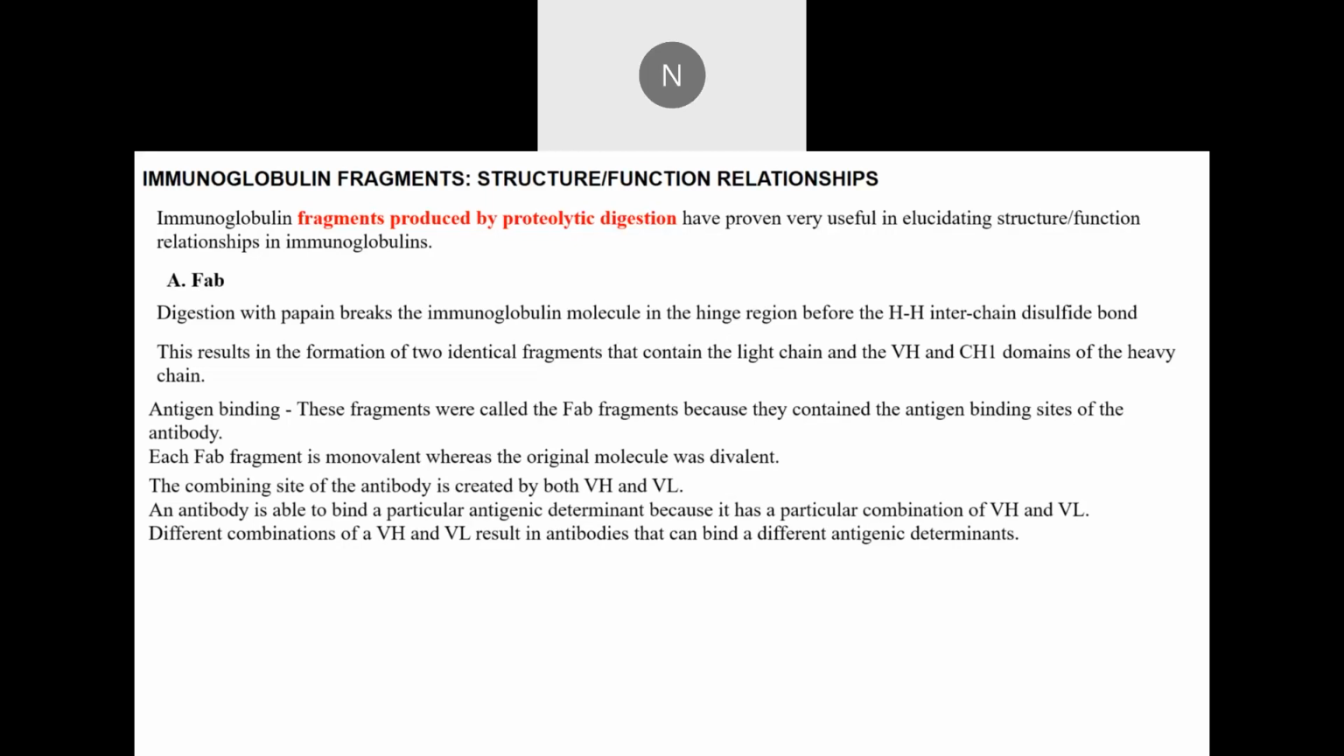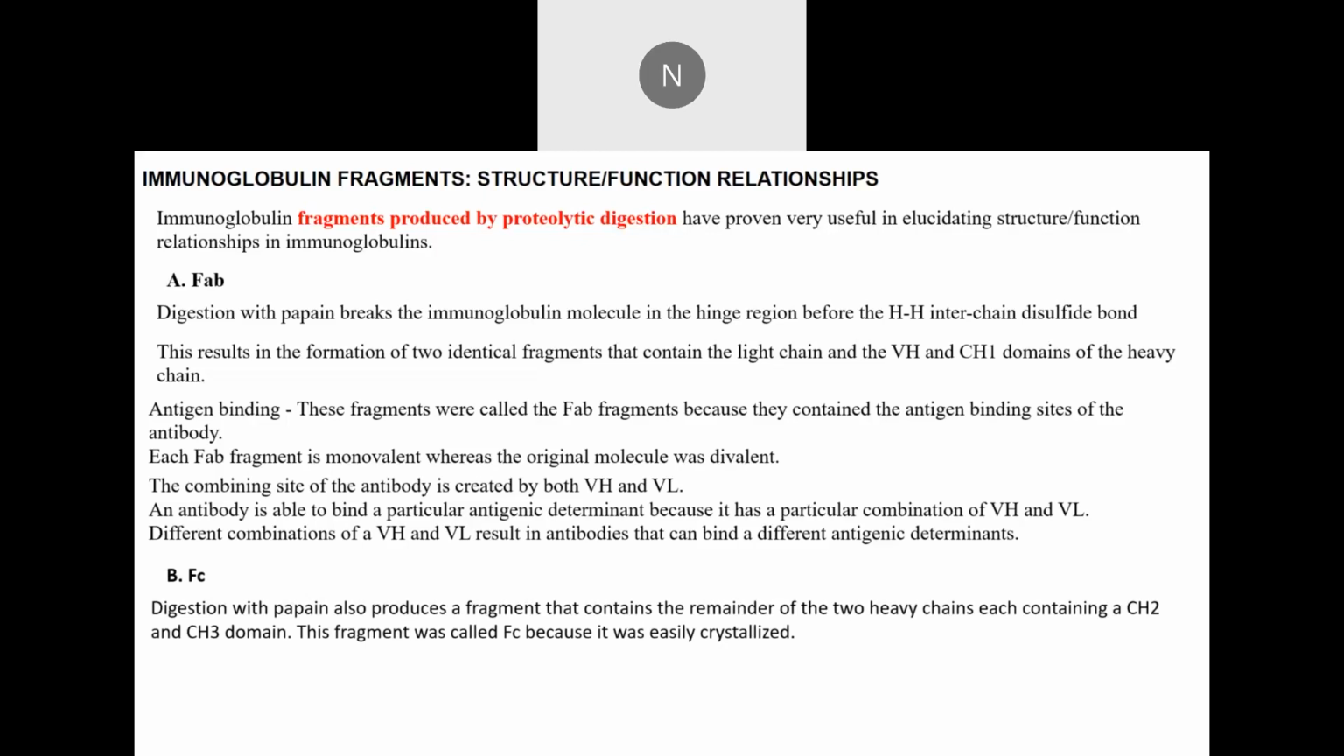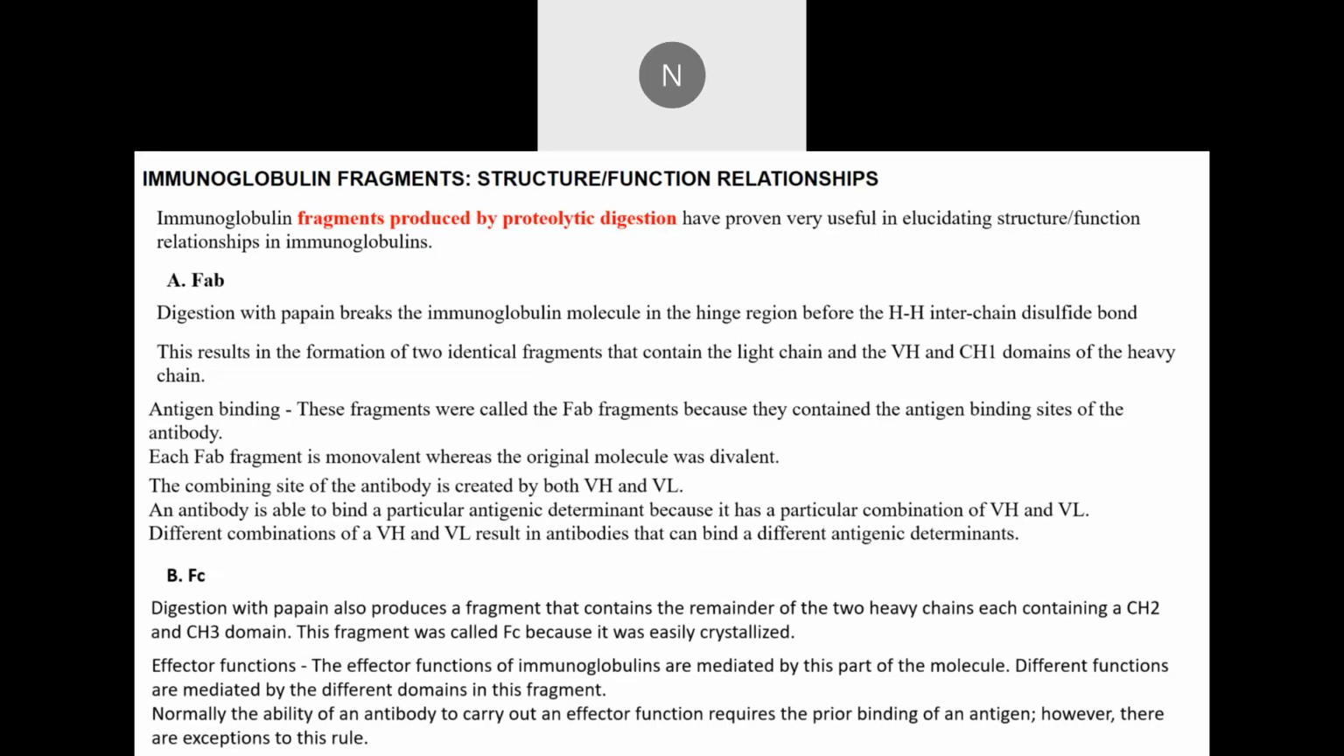As you saw in the earlier picture, the cup-like structure formed by part of the heavy chain and part of the light chain forms the antigen binding site. And the Fc portion, which is the bottom portion, when you break it down with an enzyme called papain, also fragments, and it has only two heavy chains at the bottom portion.